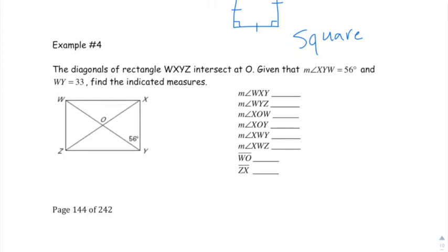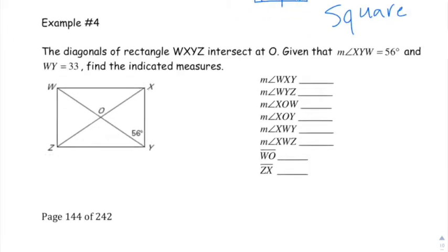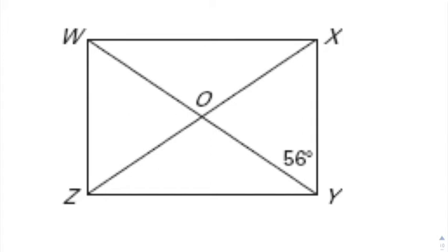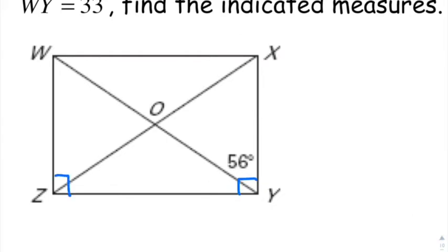The diagonals of a rectangle intersect at O, given that the measure of XYW is 56, and they already marked that for us, and WY is 33. Find the indicated measures. So actually, what I'm going to do is find all the angles. Now, they told us that this thing's a rectangle. Yep. So we know that all of these angles are going to be 90 degrees. If it's a rectangle, the little miniature parts of your diagonals bisect each other. So you have a bunch of isosceles triangles there. And then you can go back and figure out all of your different angles here.